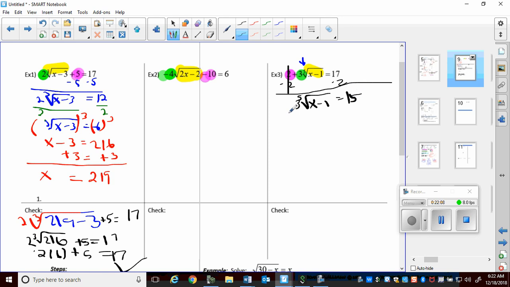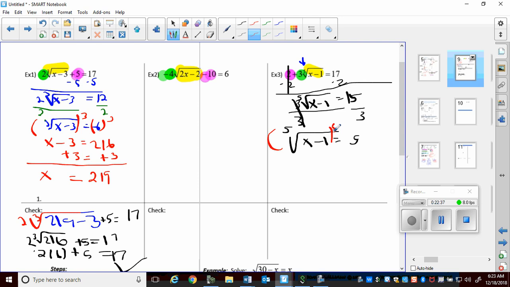Divide both sides by 3. And I get the fifth root of x minus 1 equals 5. Square both sides. I mean, not square, but fifth root both sides. So put it to the power of 5 on both sides.